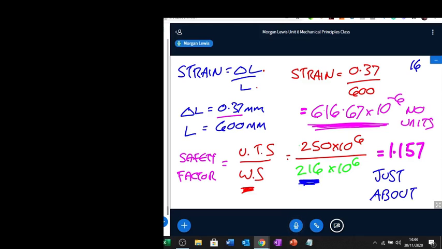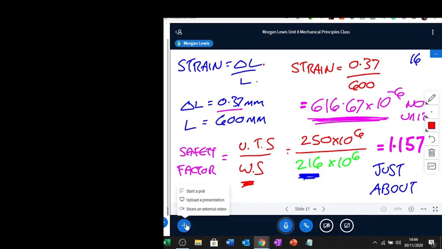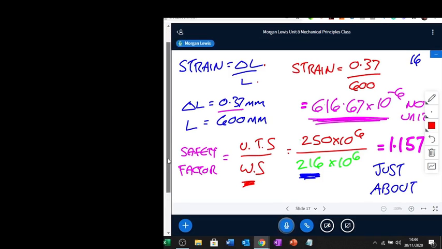Does everybody understand factor of safety? Type a dot if you understand factor of safety. Answer this poll if you're still here. Right. Are you still here? Yes or no? Let's see.